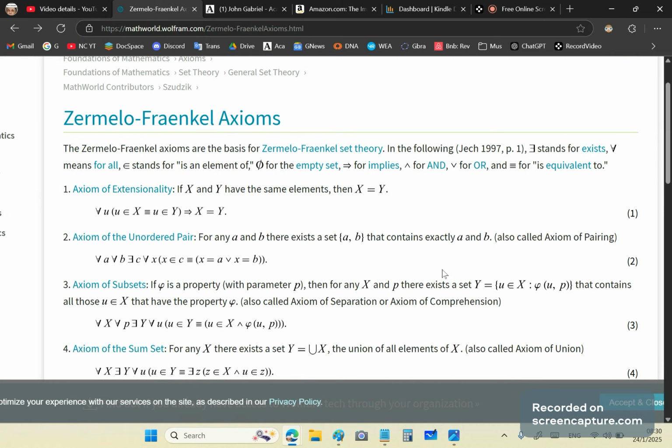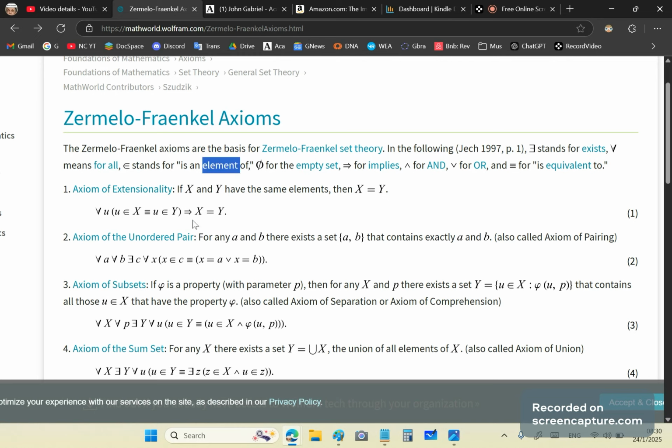So he started the idea of sets. And look, from the very first sentence, it says Zermelo-Fraenkel axioms are the basis for Zermelo-Fraenkel set theory. And it says epsilon stands for exists, whatever that means. How can something exist? It doesn't even say how. For all, and E stands for is an element of, without even defining what an element is.